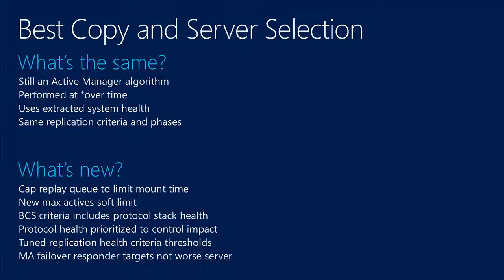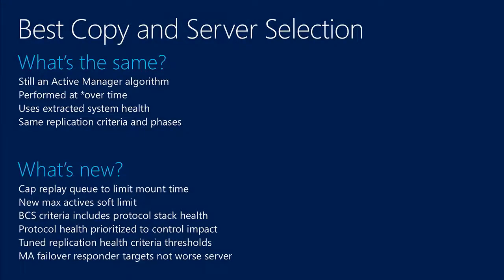So now there's a whole lot more that goes into this algorithm. It's still an Active Manager algorithm. Active Manager still makes all the decisions about BCS. It's still performed at start over time. Star over is short for switchovers and failovers. So if it's a failover or a targetless switchover, the BCS algorithm will still act the same. We're still using the extracted system health of the DAG, so that would be the copy queue length, the replay queue length, the database state, and the copy index state. And we're still using the same replication criteria and those 10 phases that we have documented for Exchange 2010.